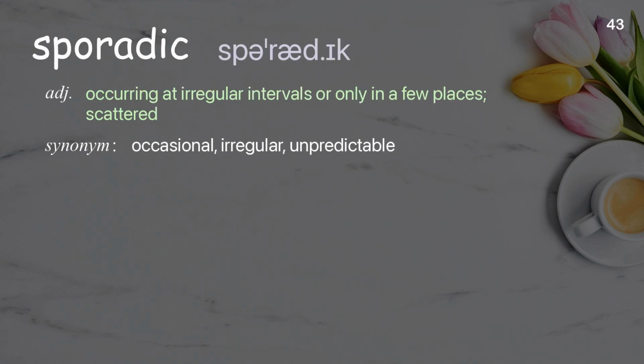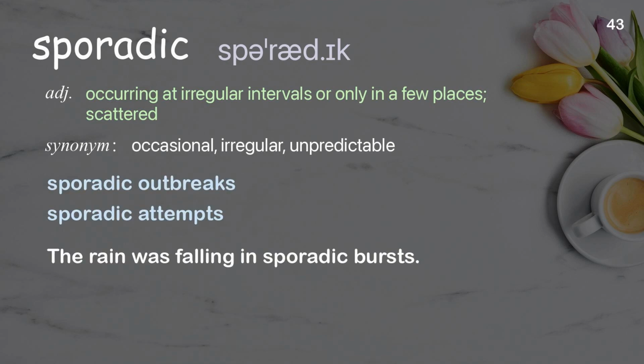Sporadic. Occurring at irregular intervals or only in a few places, scattered. Examples: Sporadic outbreaks. Sporadic attempts. The rain was falling in sporadic bursts.